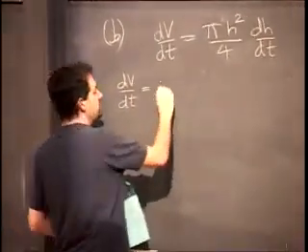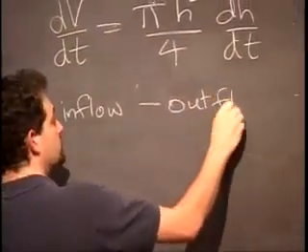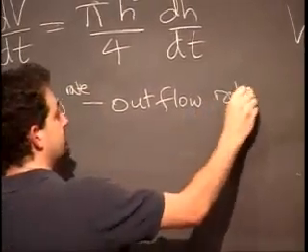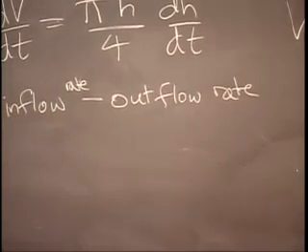Well, it should be the inflow minus the outflow rates. Inflow rate minus the outflow rate. Right? The volume changes by what comes in minus what goes out, that rate.